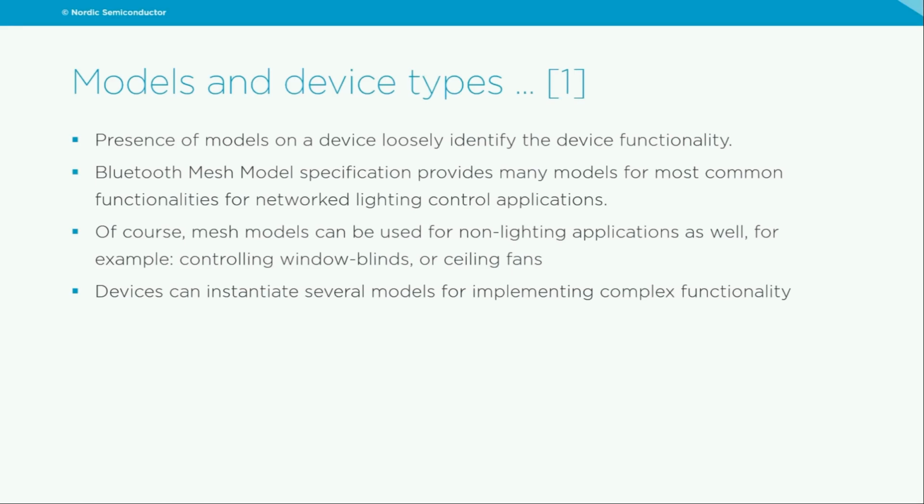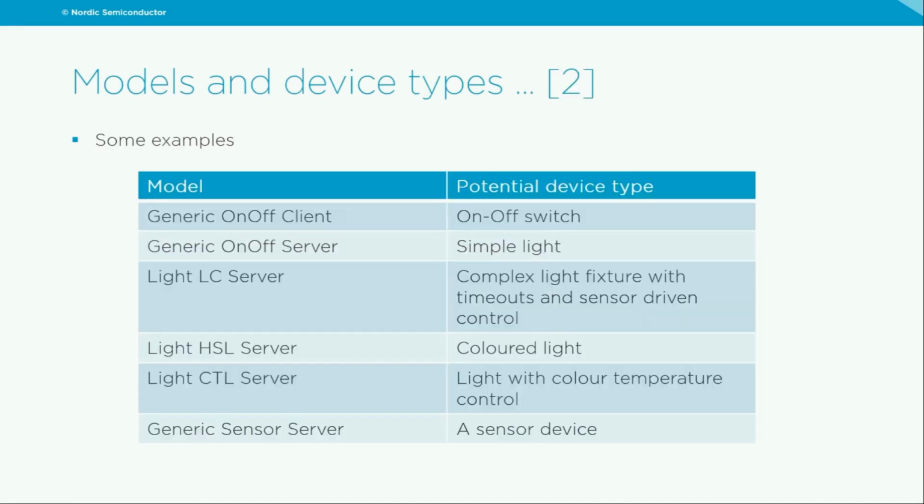Devices can instantiate several models for implementing complex functionality. Some examples would be as follows. Let's say a device has a generic on-off client. Then such a device potentially would represent an on-off switch. If it has an on-off server, it could represent a simple light fixture. If the device contains a light LC server and corresponding models, then it is a complex light fixture with timeouts and sensor-driven control. If the device has an HSL server, it can be considered as a colored light. If it has a CTL server, then it's a light with color temperature control. Similarly, if it has a generic sensor server, then it can be considered as a sensor device.